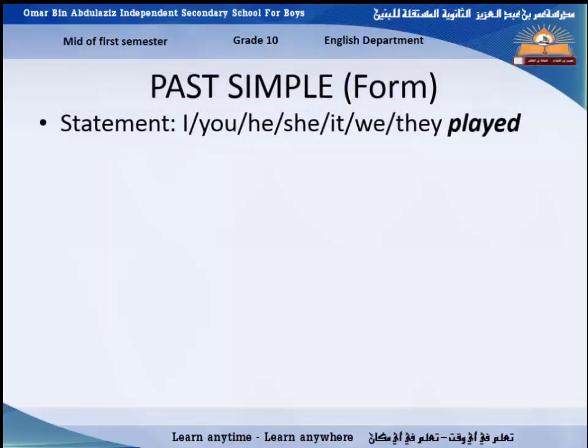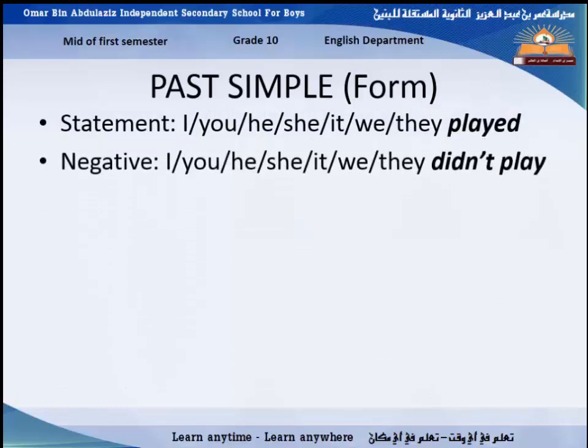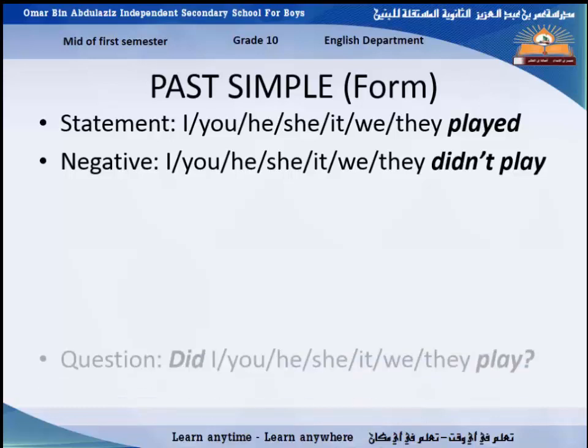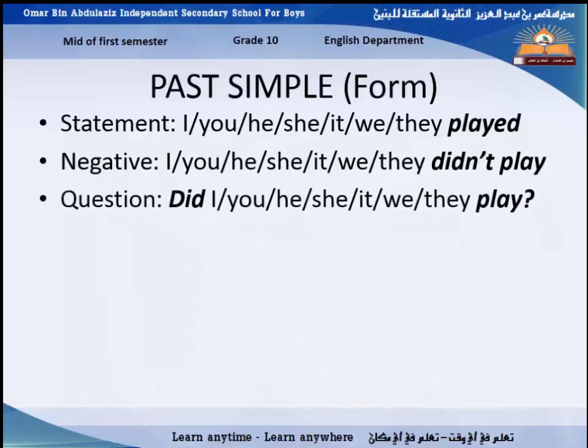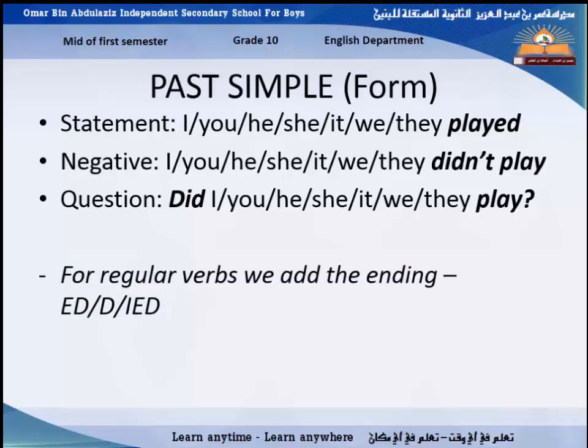Past simple. The form of the past simple: in the statements, we use the second form of the verb. In the negative sentences, we use didn't plus the verb in the infinitive. And for yes-no questions, we use the helping verb did at the beginning of the sentence.